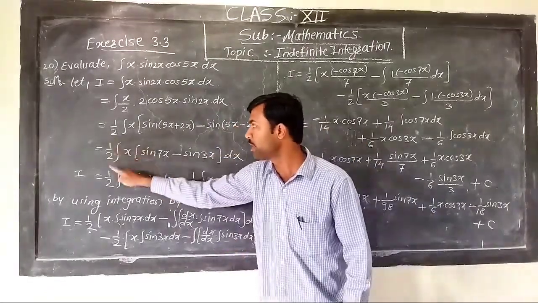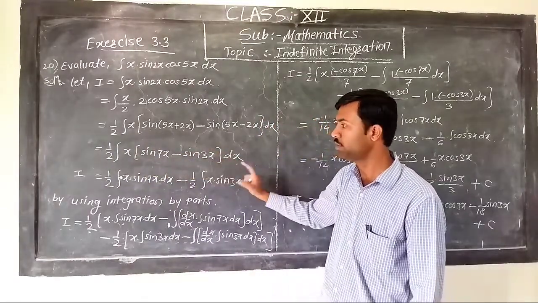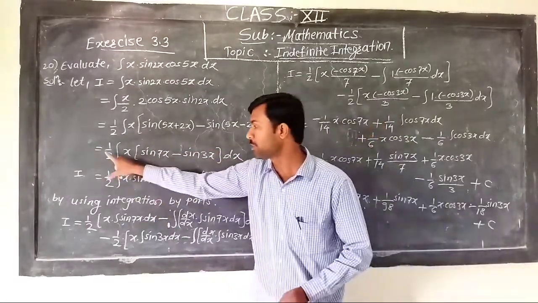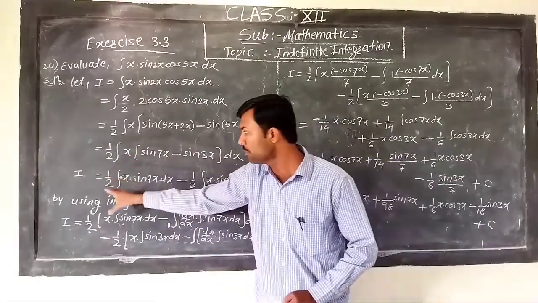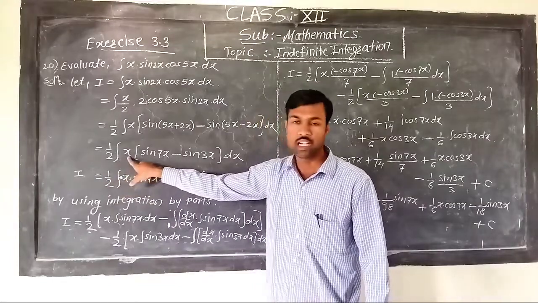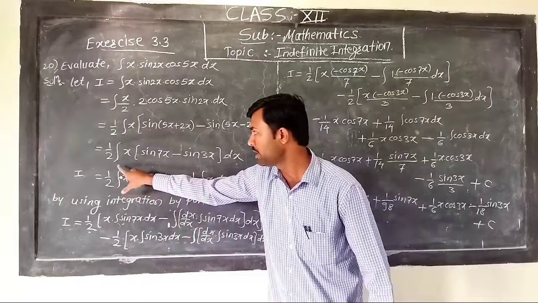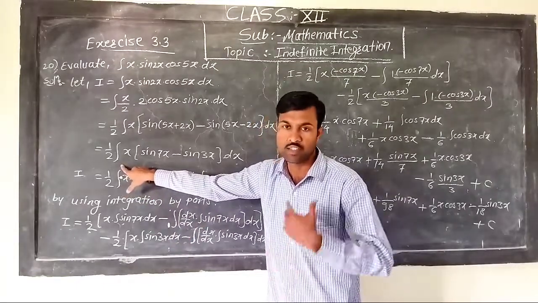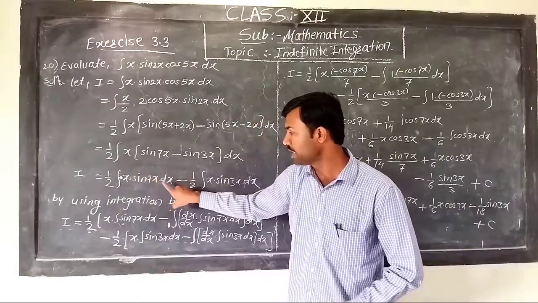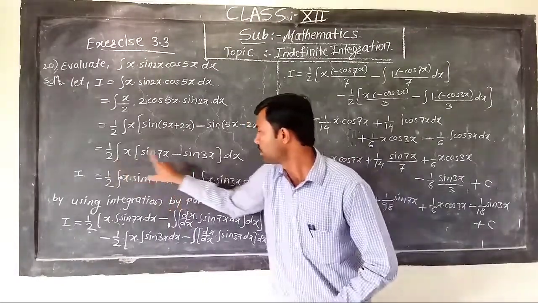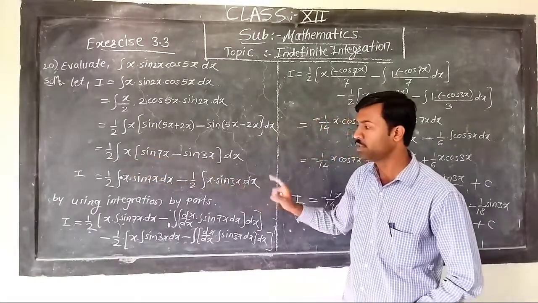Now this term will be 1 by 2 into x into sin of 7x minus sin of 3x into dx. After multiplying by this 1 by 2, we will also multiply this x to this bracket, and after separating the integration, this term will be integration of x into sin 7x into dx minus 1 by 2 into integration of x into sin 3x into dx.